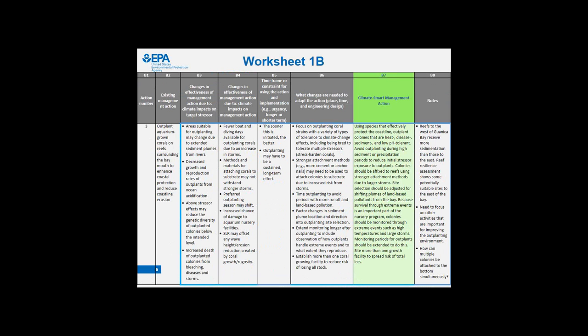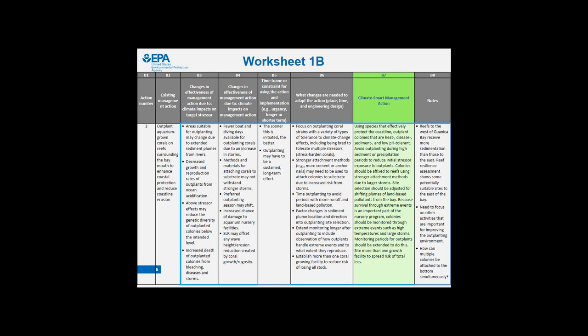Moving on to column B6, what changes are needed to adapt the action, whether it's the place, the timing, the design. The first item here is focusing on outplanting coral strains with a variety of types of tolerance to climate change effects, including being bred to tolerate multiple stressors. So there are certainly some genotypes of corals, of their symbionts, etc., that are more tolerant of heat stress, for example. And beginning to factor that into these kinds of projects is very much on people's minds.